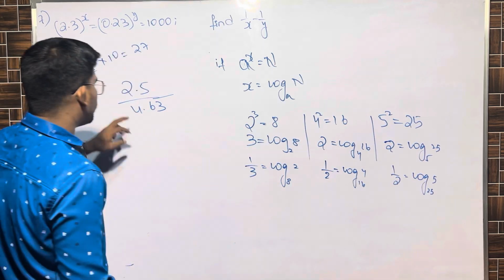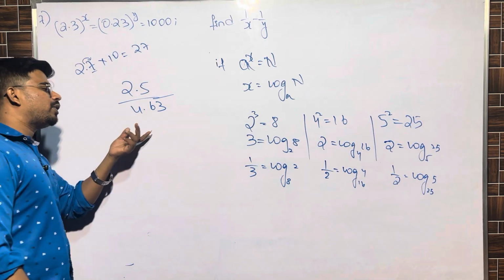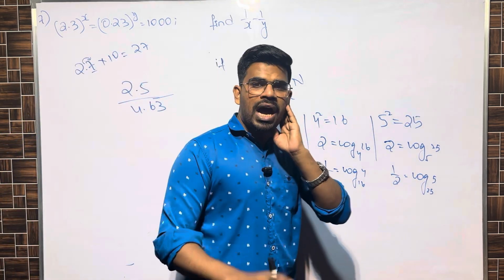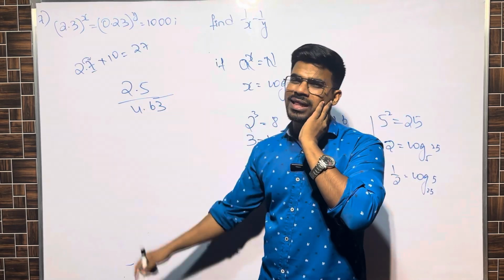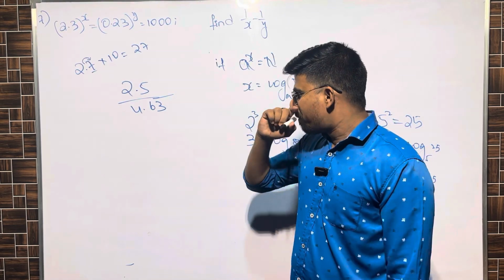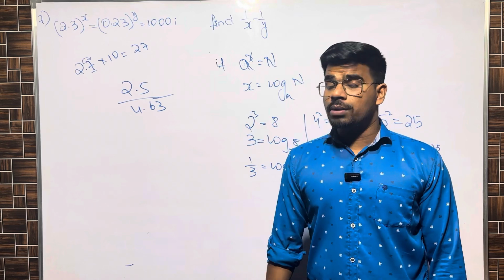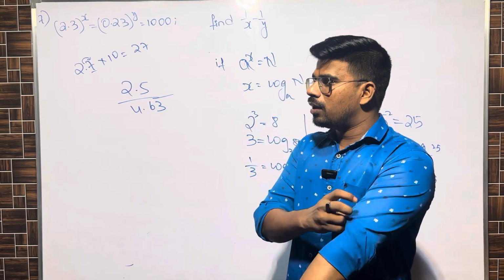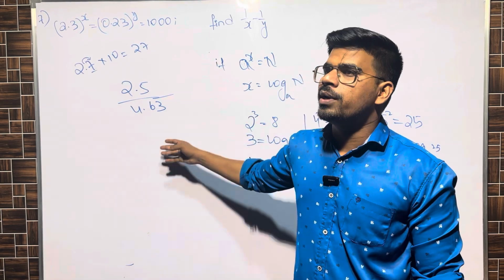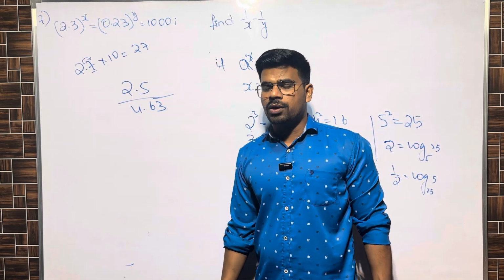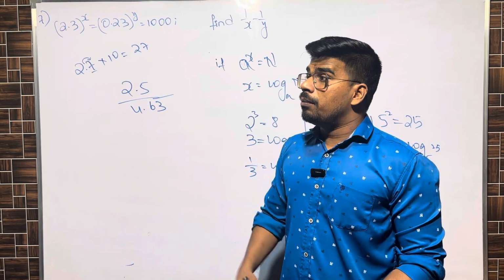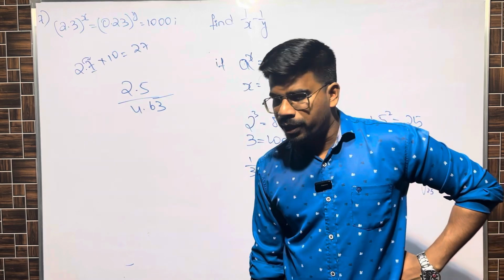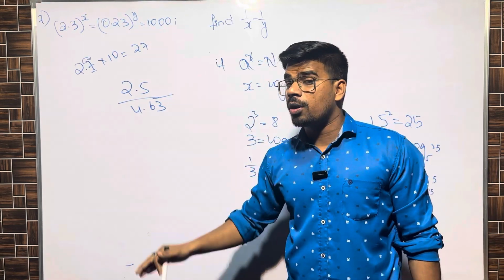Here, coming back to the problem, it is 2.5 divided by 4.63. If you look at the numerator, after the point there is only one number, so you will say we have to multiply by 10. Well and good. And in the denominator, after the point 2 numbers are there, so you will say we have to multiply by 100, which is also correct. But how can we multiply the numerator by 10 and the denominator by 100? Are we following the basic rules of maths? No. If you are multiplying the numerator and denominator, you have to multiply by the same number. You cannot just multiply the numerator by 10 and the denominator by 100.